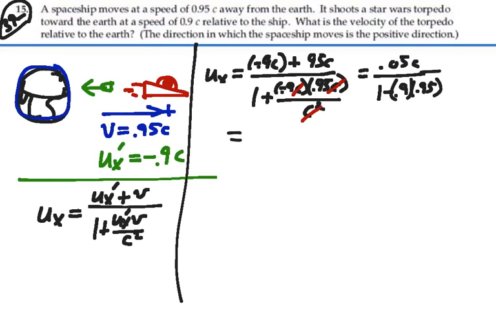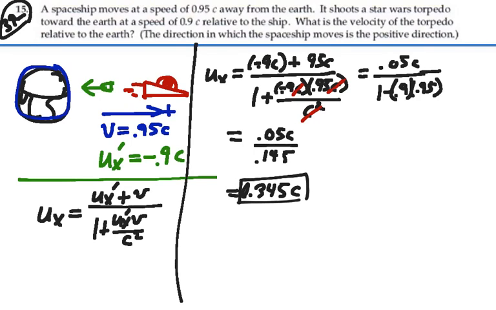So that is equal to 0.05 c divided by 0.145, and that is equal to 0.345 c. So it's positive, which means that even though the spacecraft shot this torpedo towards the Earth, it will never make it to Earth, because relative to the Earth it is moving in a positive x direction. It is still moving away from the Earth.